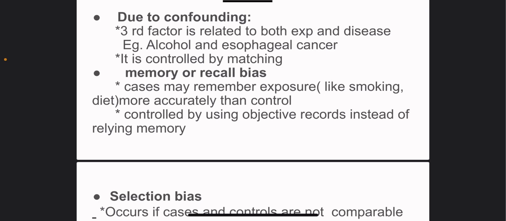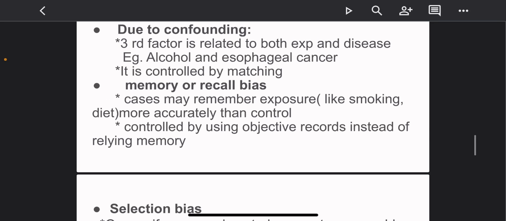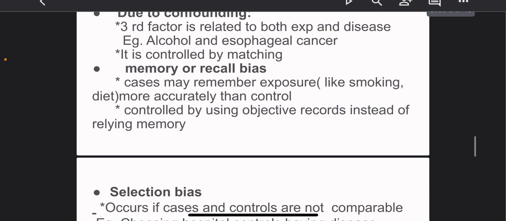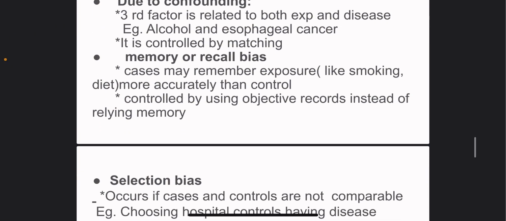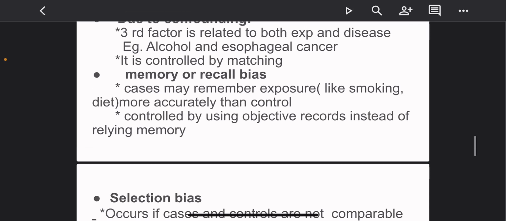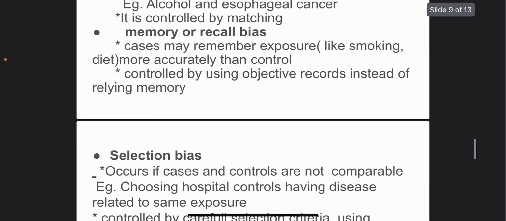Next one is memory or recall bias. That is, cases may remember exposures like smoking and diet more accurately than controls. It means that a diseased person is more worried about his condition than a non-diseased person, so he will remember everything regarding his disease. Then this memory bias can be controlled by using objective records instead of relying on memory.